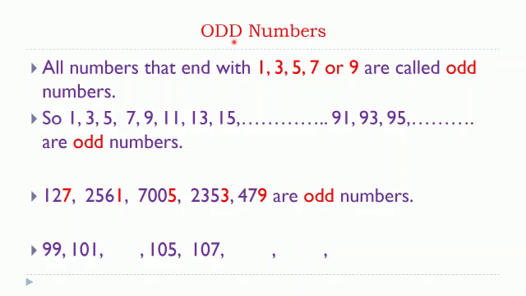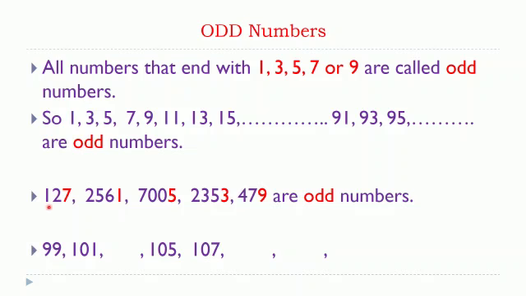Now let us learn about odd numbers. We have just seen in that table that all the numbers that end with 1, 3, 5, 7 or 9 are called odd numbers. So in our table, the blue color 1, 3, 5, 7, all these columns are odd numbers. So look at the last digit 1, 3, 5. The last digit is always 1, 3, 5, 7 or 9. So these are called odd numbers.